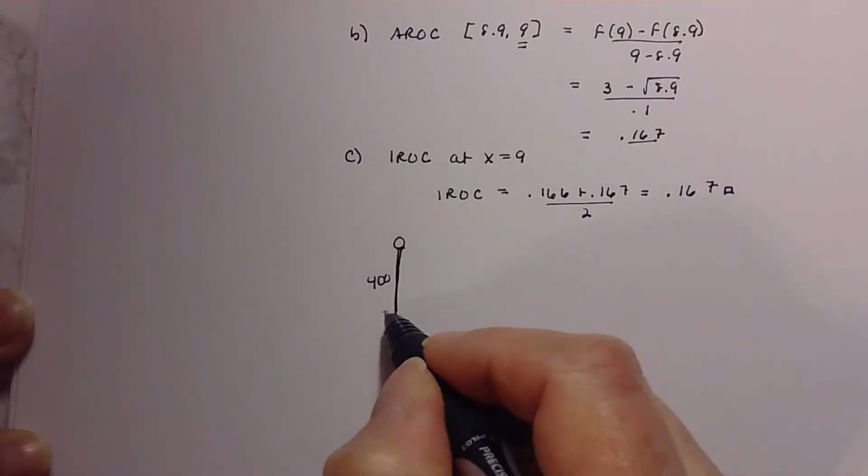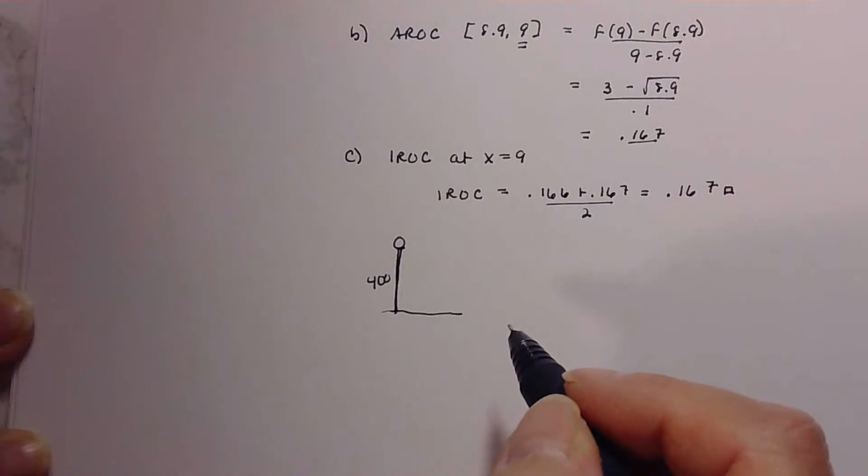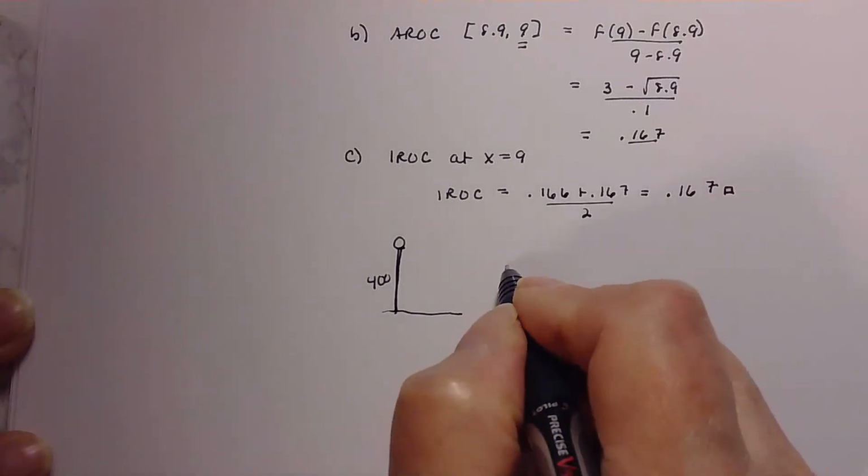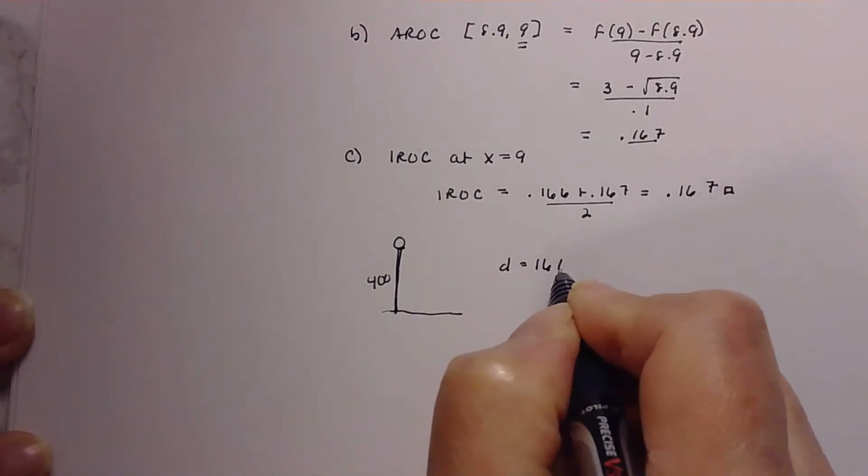Keep that in mind, okay? This is the ground here. So we've got a ball being dropped from 400 feet. It's falling toward the earth in a straight line. And the distance formula is given by d is equal to 16t squared.